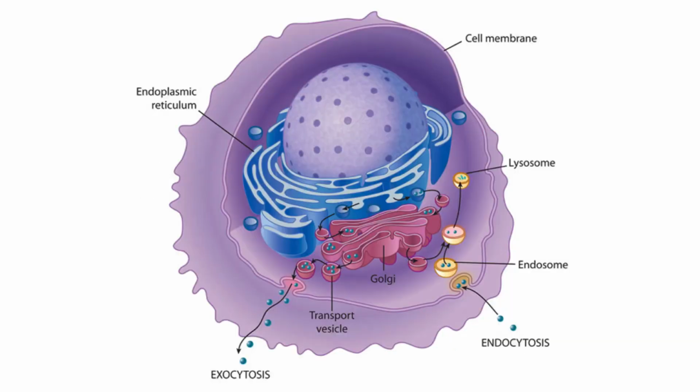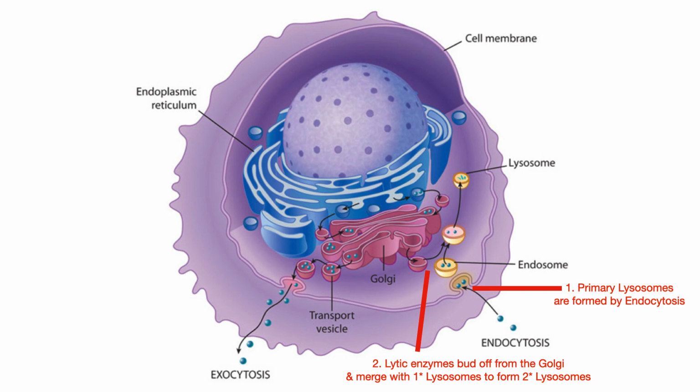So how this works is first we have something called a primary lysosome. That is formed by endocytosis. So the cell membrane will pinch off and form a primary lysosome. That primary lysosome will then travel next to the Golgi, and it will get lytic enzymes from the Golgi. So those lytic enzymes will bud off from the Golgi and essentially merge with that primary lysosome. Once it merges, primary lysosome plus Golgi lytic enzymes, now it's referred to as a secondary lysosome. That secondary lysosome has those hydrolytic enzymes inside of it, and that will degrade whatever polymer the lysosome is targeting.